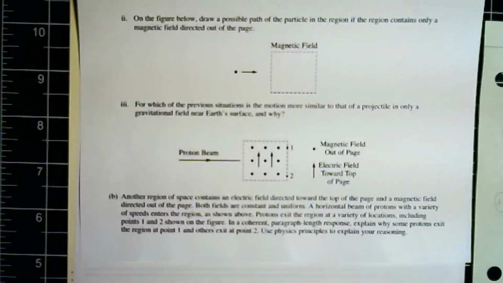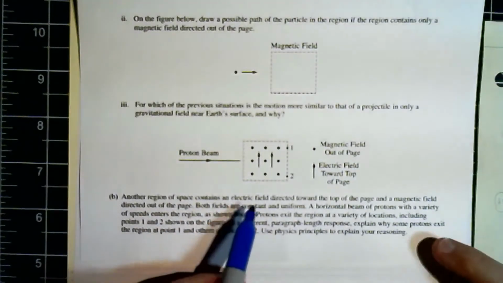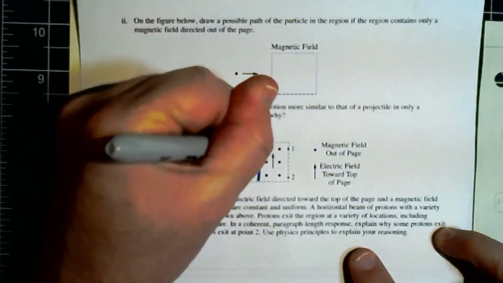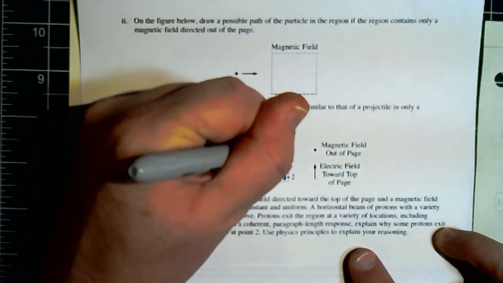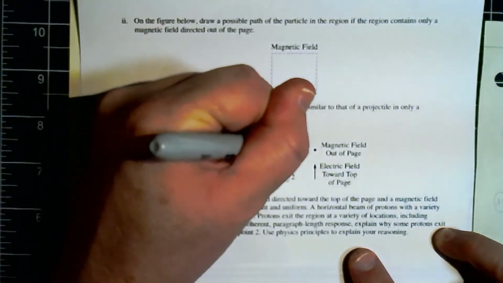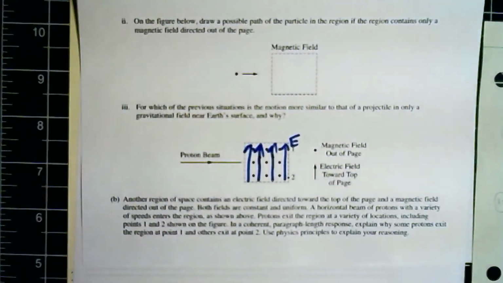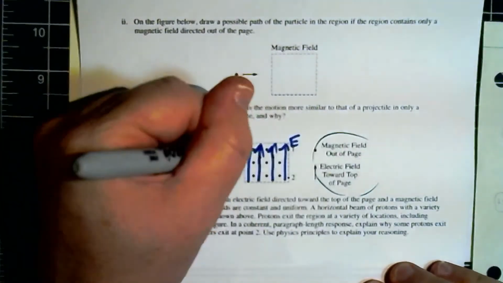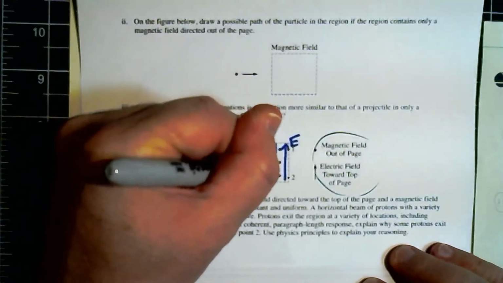Here we've got another region of space that contains both the electric and the magnetic fields. So here's my electric field, but this time the electric field is pointed towards the top. So I'm going to accentuate the drawing here. So there's my electric field. The magnetic field is out of the page, and they even say it right here. This is out of the page.